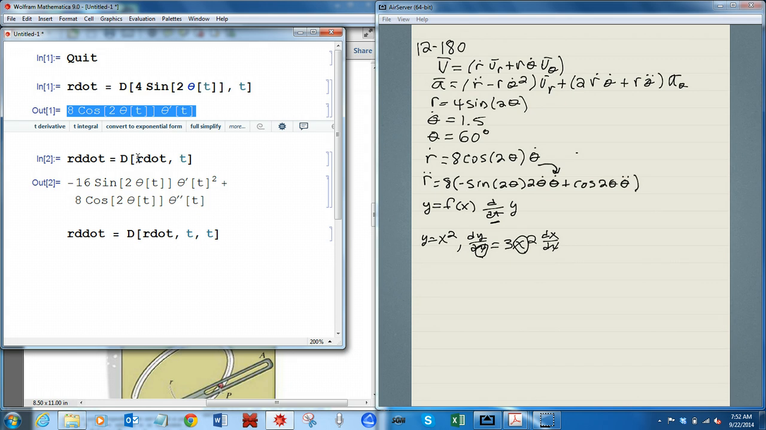How? Theta dot was constant, right? The derivative of a constant is 0. So I know theta double dot, I know theta, I know theta dot, so I can get r double dot. I can get r dot. I can get r. I can get everything I need, right?